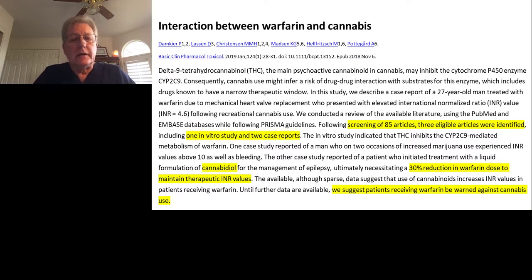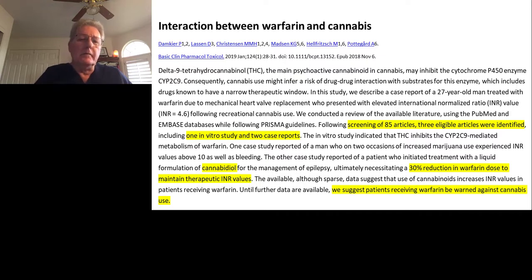So in this study, this was a review article looking at 85 articles. There were 3 eligible articles that were identified back in January of 19. One looking at the in vitro effect of THC and its inhibitory effect on CYP2C9 and warfarin, which is one of the metabolic pathways for warfarin, and 2 in vivo.